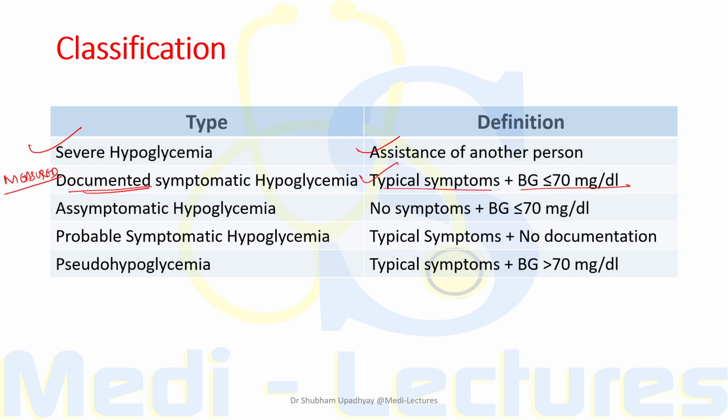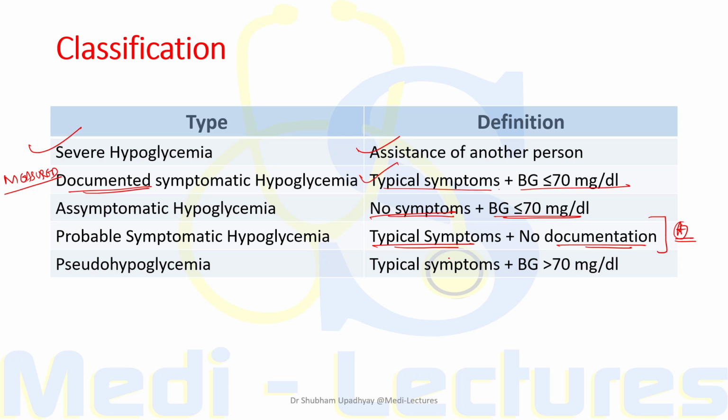Then what is asymptomatic hypoglycemia? Patient is not symptomatic but blood glucose is less than 70. What is probable symptomatic hypoglycemia? Patient had typical symptoms of hypoglycemia but the documentation was not there. Patient was not able to check their blood glucose levels.